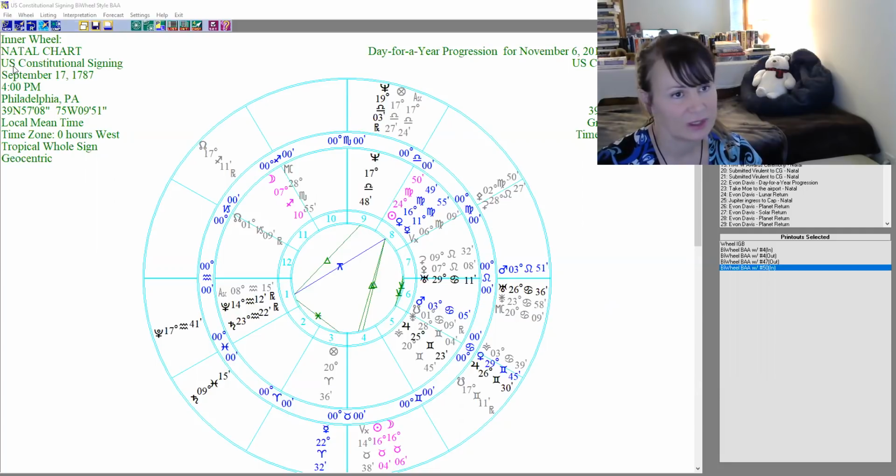This is the birth chart of the U.S. Constitution, because it was the U.S. constitutional signing. And so that's the inner chart. That's what it looked like when they signed the Constitution, and in a sense, that was its official birthday. And on the outside is the progress chart, because one of my viewers asked me to do a chart for the U.S. Constitution progressed to Election Day on November 6, 2018.